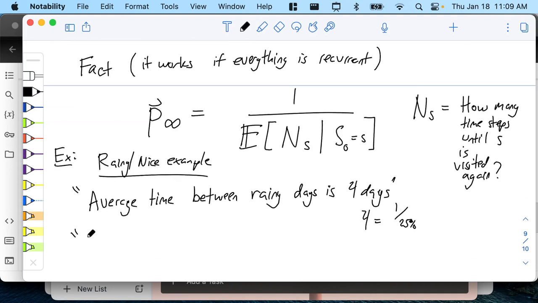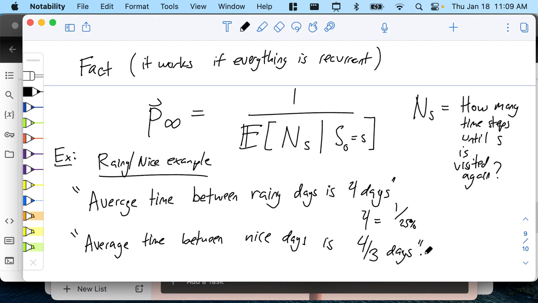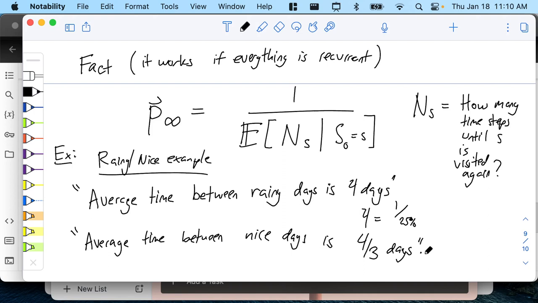And similarly, the average time between nice days is something you can calculate. It turns out it's 4/3 days. So if today is a nice day, then the next nice day will be 1.333 days from now, on average. Probably because tomorrow will probably be another nice day. So a lot of the time it's 1 day, and sometimes it's more than 1 day. That's why the average is 4/3. So that's a nice thing you can calculate. Okay. Any questions or comments about this one?